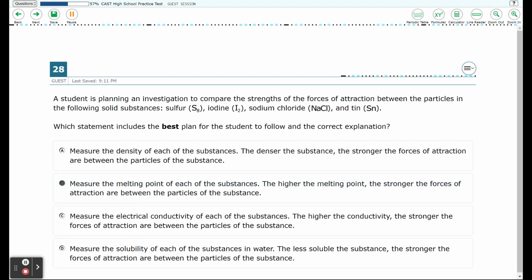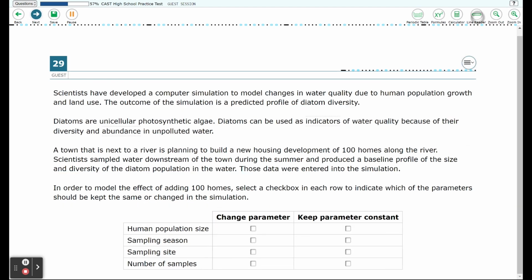All right, let's go and move on to question 29. Scientists have developed a computer simulation to model changes in water quality due to human population growth and land use. The outcome of the simulation is a predicted profile of diatom diversity. Diatoms are unicellular photosynthetic algae. Diatoms can be used as indicators of water quality because of their diversity and abundance in unpolluted water. A town that is next to a river is planning to build a new housing development of 100 homes along the river.